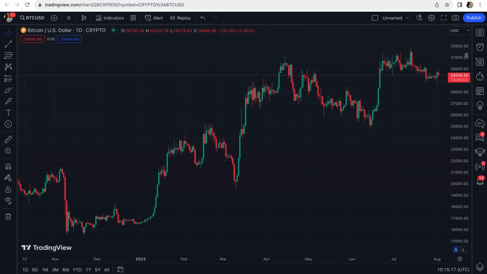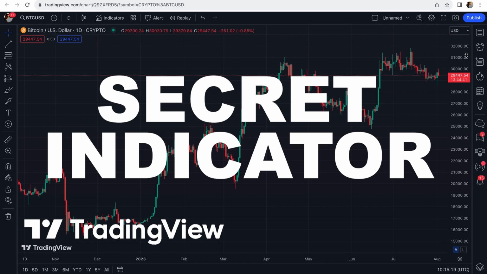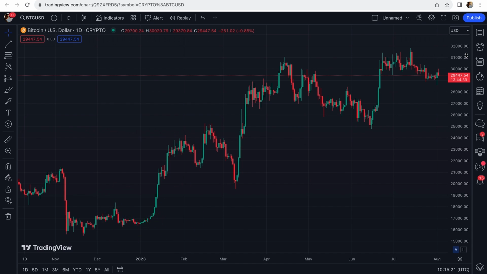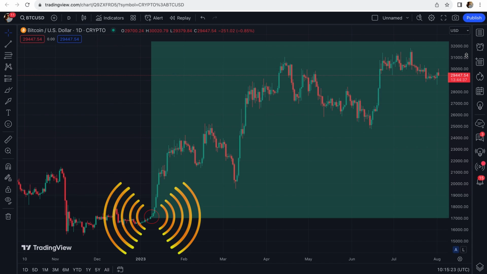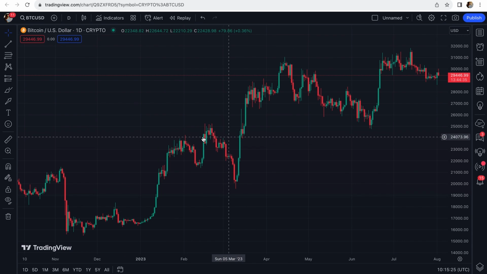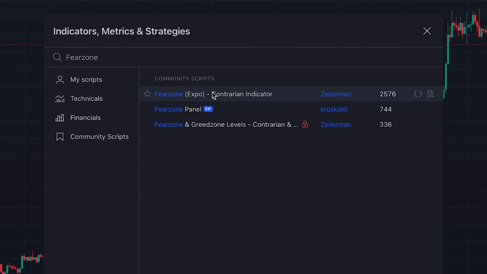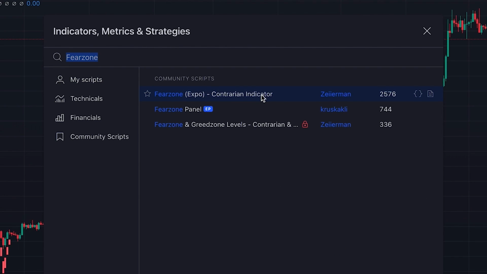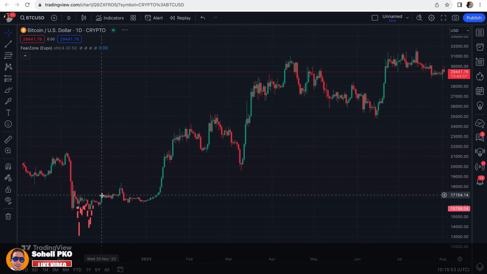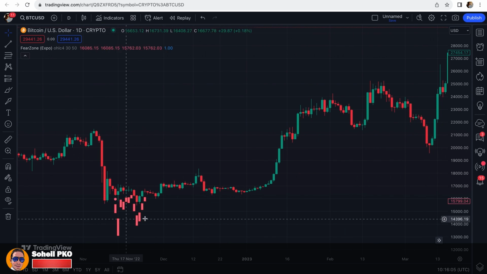In today's video, I want to introduce a secret indicator on TradingView that helps you to know when it's a good time to enter in the market and make a huge profit. To add this wonderful indicator to our chart, here we click on indicators and we search fear zone. This one, fear zone contrarian indicator, which is written by someone named Zierman. Alright, this is the indicator which is in the form of some red candles here below the price.